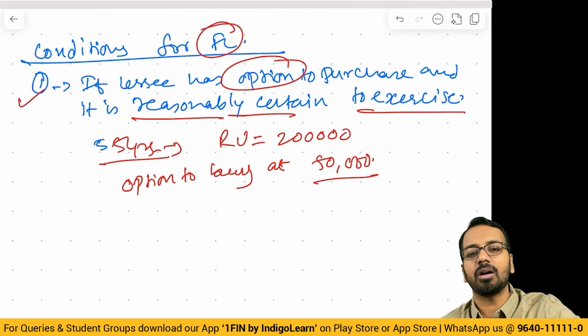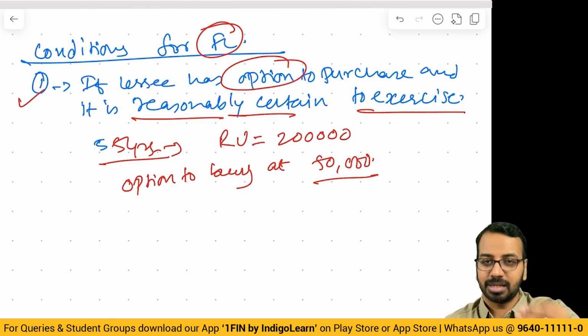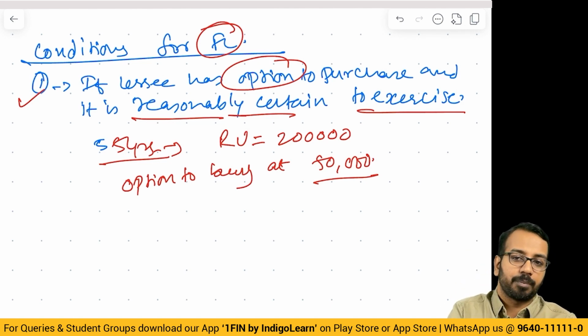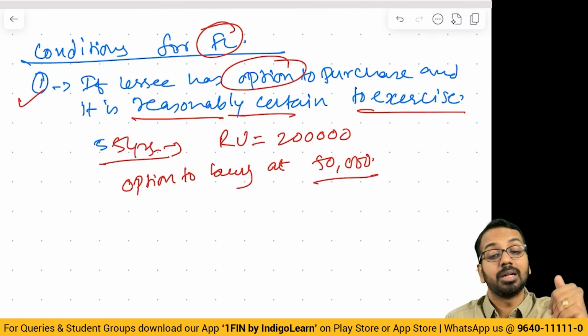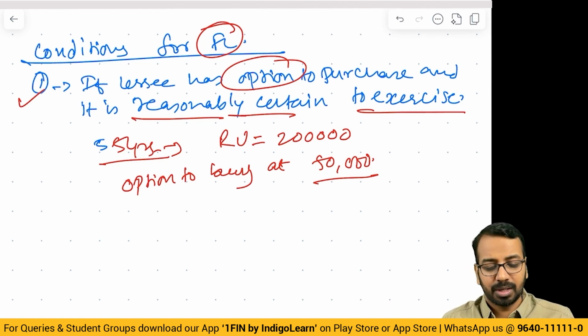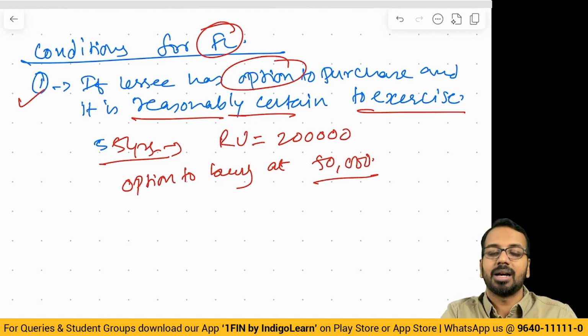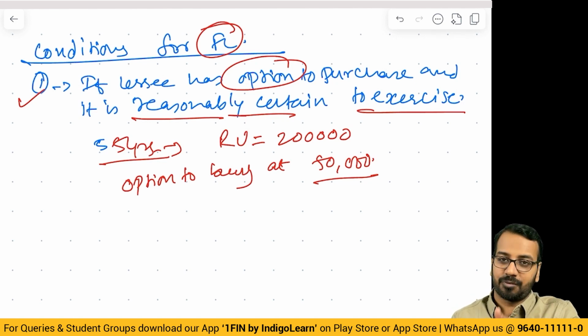Now, why is it called a finance lease? It is called a finance lease because of two things. One, the risk and rewards of ownership are transferred to the lessee. Why is it transferred? I have used the asset for 5 years. After 5 years also, I will be using the asset. So the entire risk and rewards of the ownership of the asset ultimately have been transferred to me. That is the first thing.